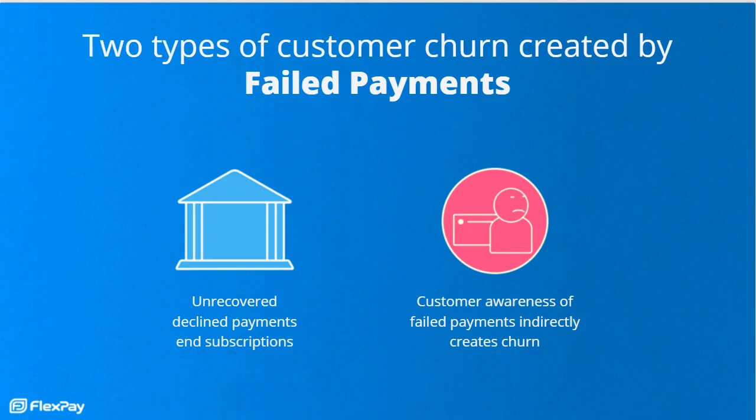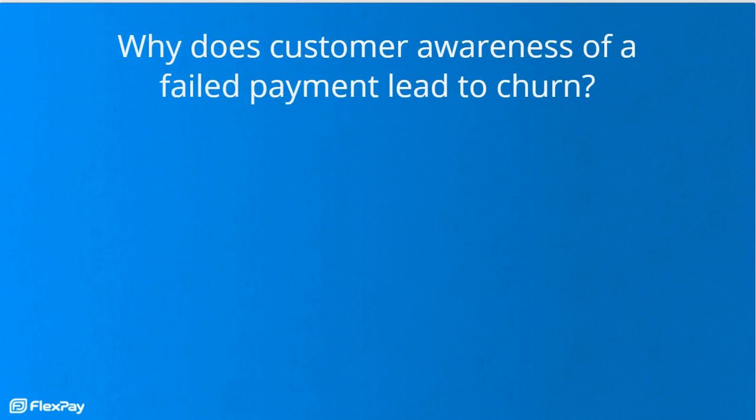Now, there are two types of churn that are created by failed payments. The obvious type of churn is when there is a declined payment by the bank that's made on one of your customers' credit card requests, and it's unrecovered. And of course, that will end the subscription because there's no payment being made. The other type of churn is where the customer becomes aware of the failed payment, and because of that awareness, they actively end their subscription. This indirect cause may not be well understood, but let's dive into why this occurs.